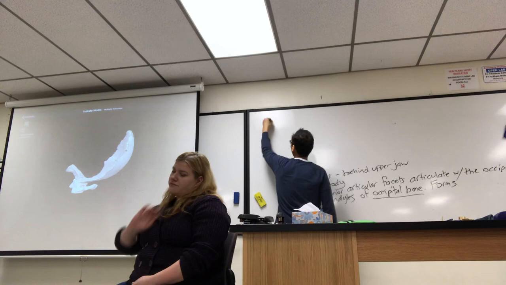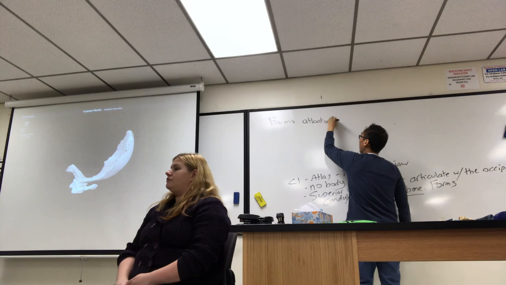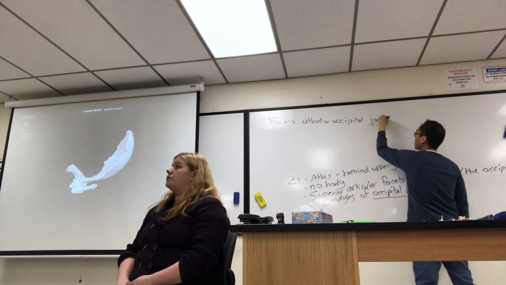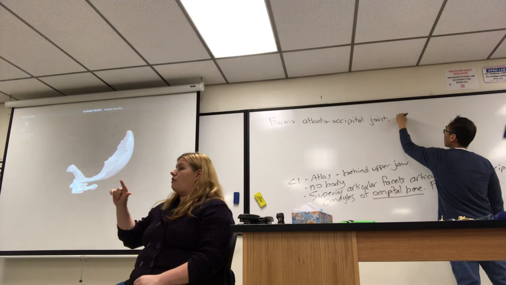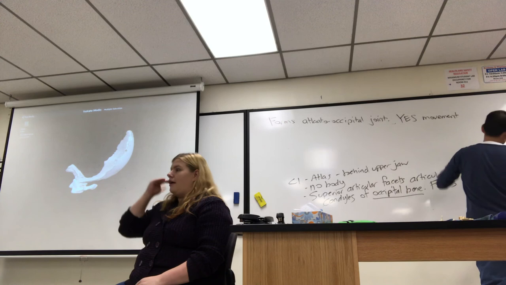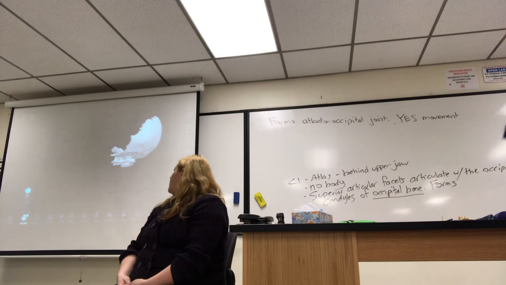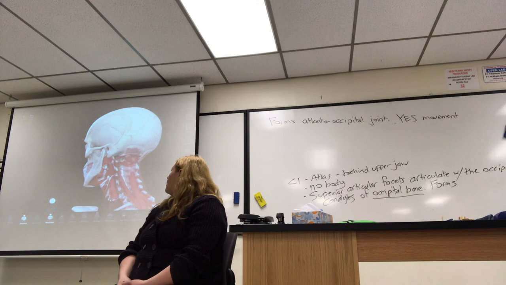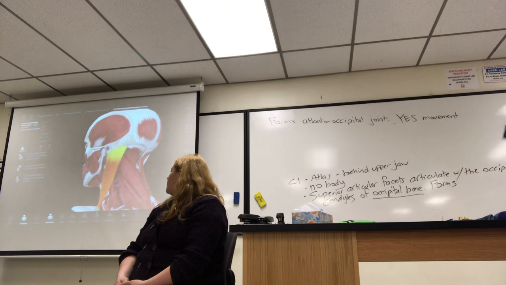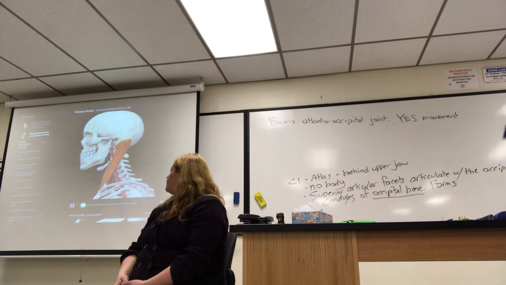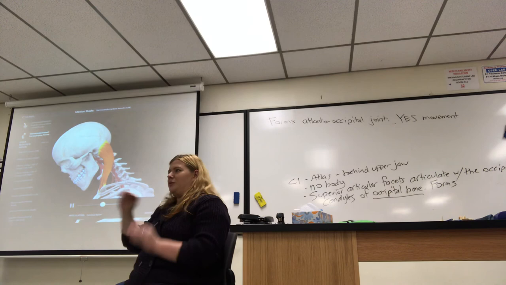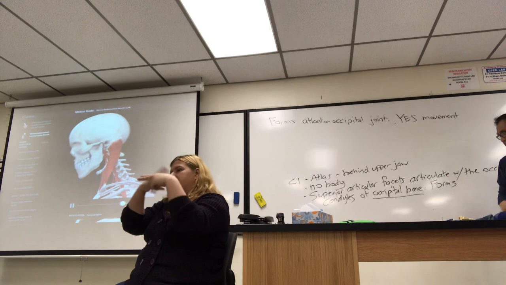Forms atlanto-occipital joint. This is a joint that allows movement of the head. We call it yes movement. Well, basically, that's yes movement, like when you say yes to someone. Well, anyways, movement at that joint is that movement. Okay, that's kind of what we said. It's flexing the head forward, basically.